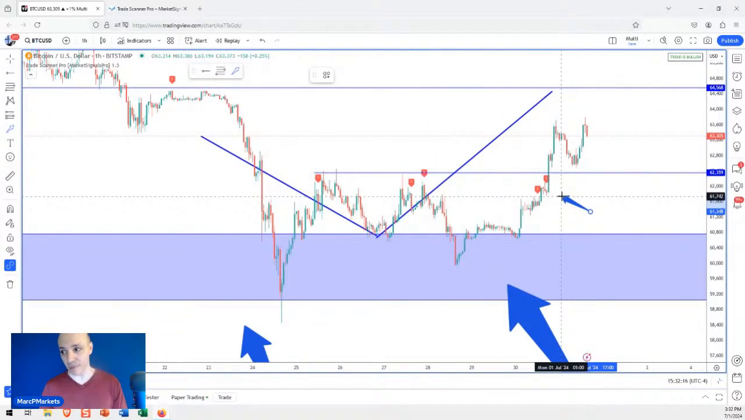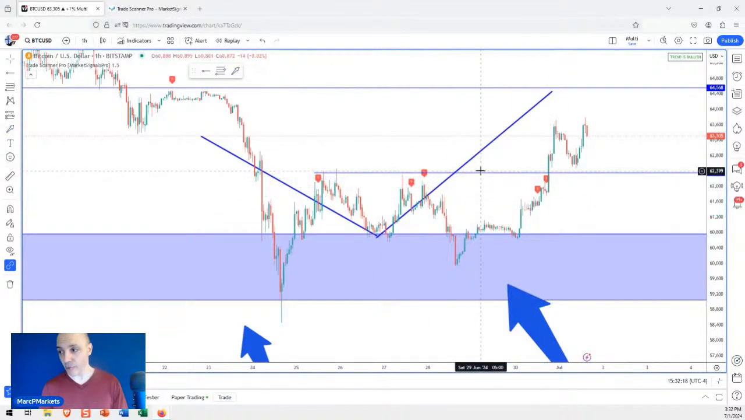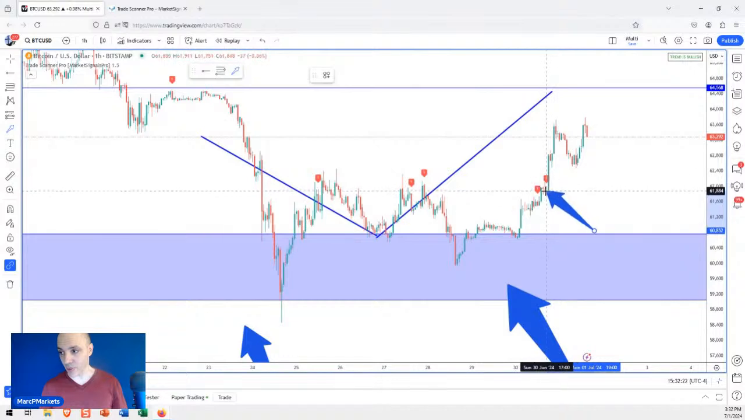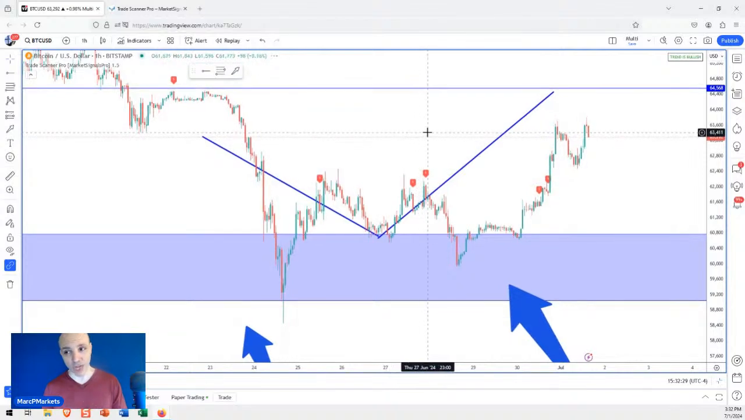64K is the resistance, not this level here. So this level is more likely to break. So that's how you're more careful in a situation like this. You're prepared for something that can go wrong quickly. The level is less reliable. So it's about shaping expectations.